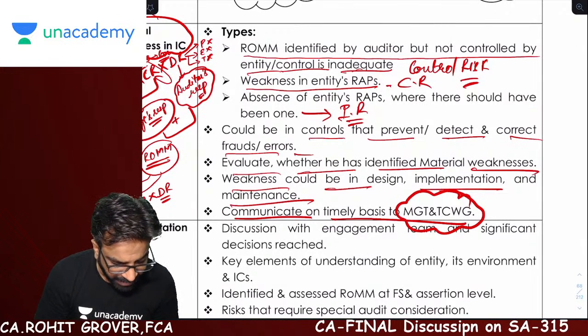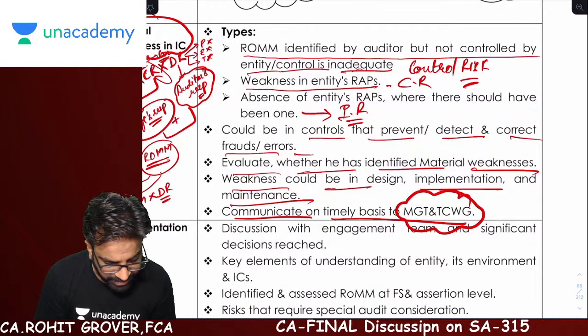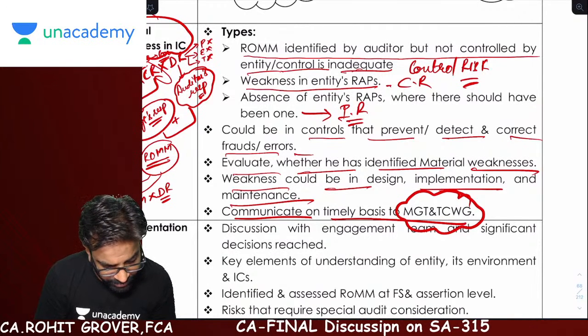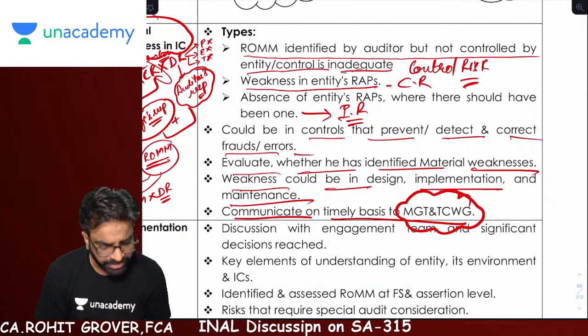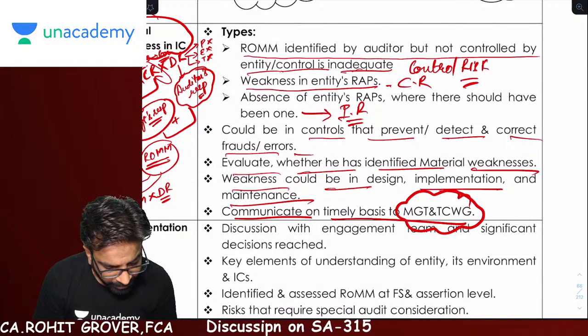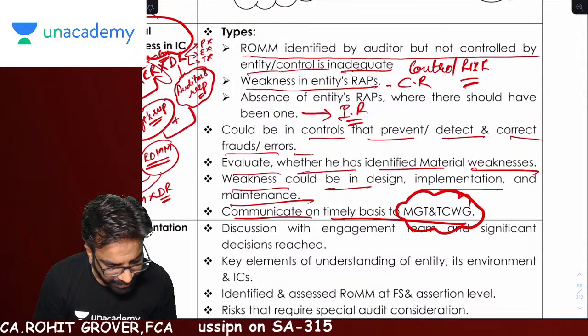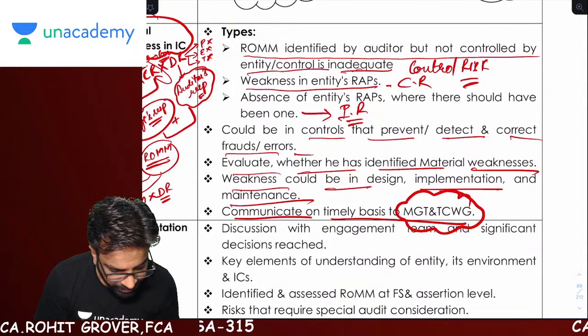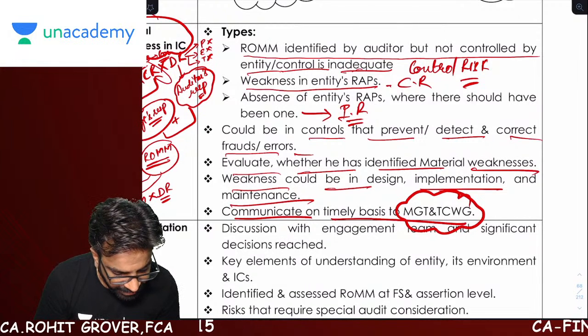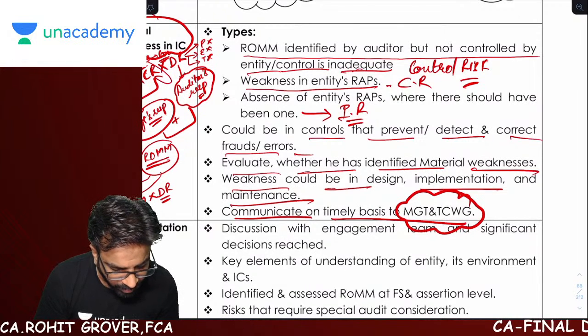Sir, you told that management has implemented the best controls, then still how will IR reduce? As the name suggests, it is inherent, then how can controls counter it?